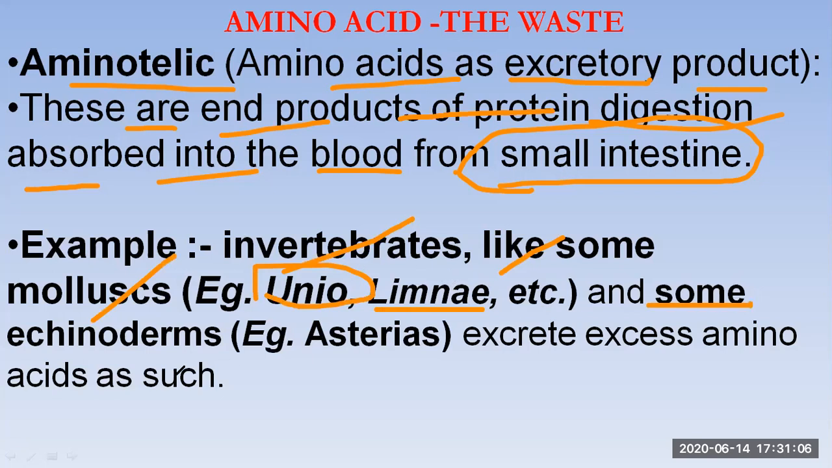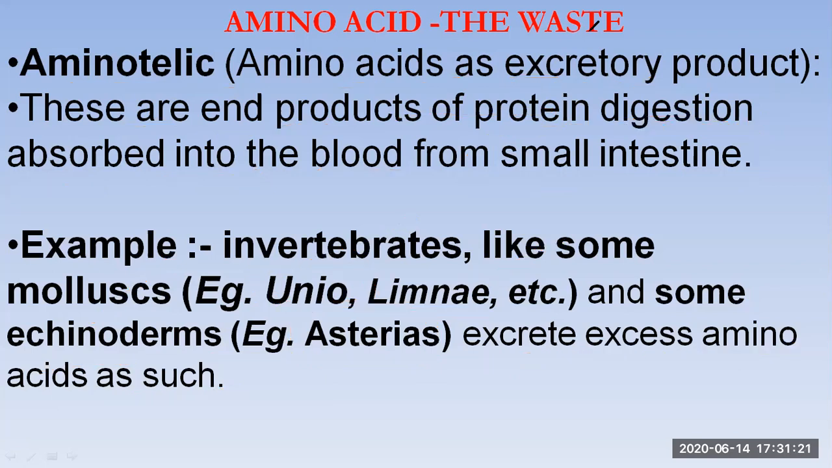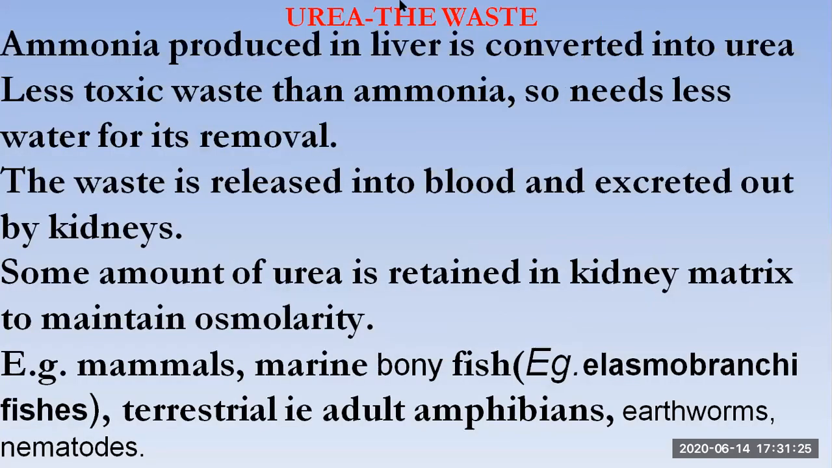And some echinodermata, for example Asterias, that is the starfish, you know very well. So Asterias excretes excess amino acid as such. It means you can say Asterias removes the excretory product in the form of amino acid. So now this is aminotelic. Next is the urea.